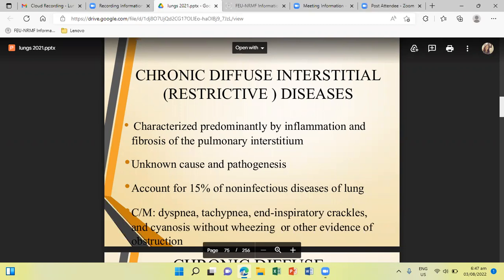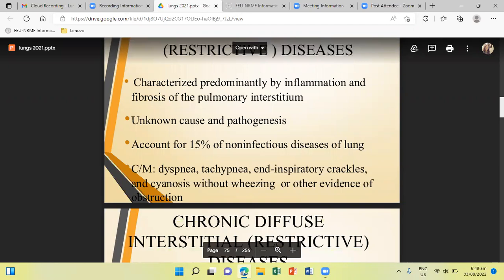The classic functional abnormalities when we talk about diffuse interstitial restrictive diseases would be as follows. You have a reduction in diffusion capacity, lung volume, and lung compliance. When you do a chest x-ray, it will usually give you bilateral lesions, which take the form of small nodules, irregular lines, or ground glass shadows, which all correspond to interstitial fibrosis.